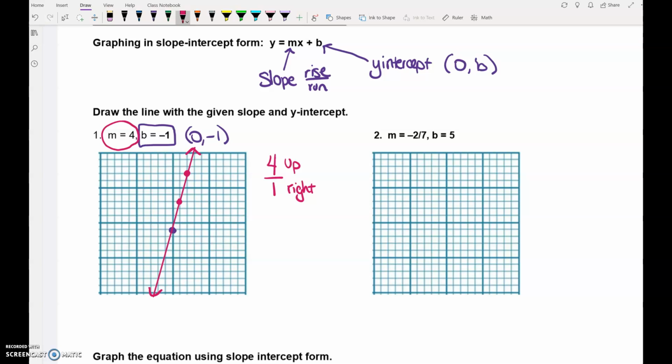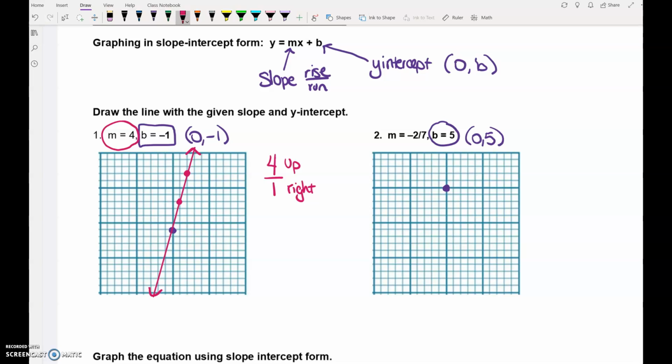Number 2, let's talk briefly about negative slopes. First of all, we're starting at our y-intercept of 5. That would be the point 0, 5. Everyone take a moment and look at where my y-intercept point is drawn and compare that to yours. Make sure that you have yours in the correct place.